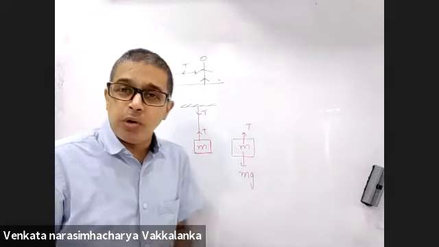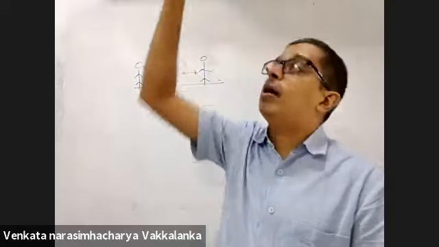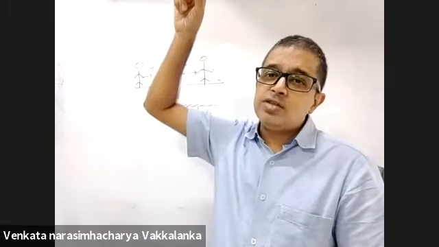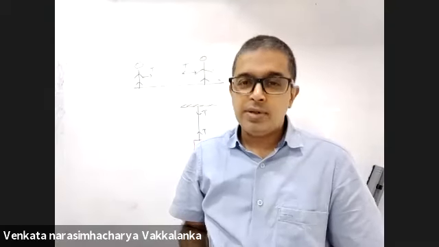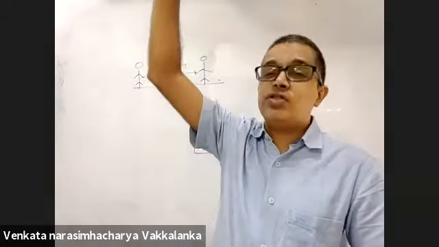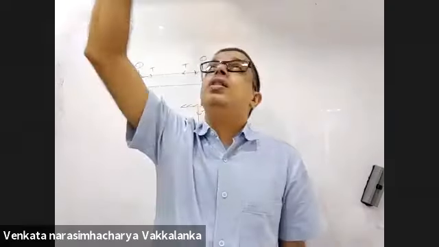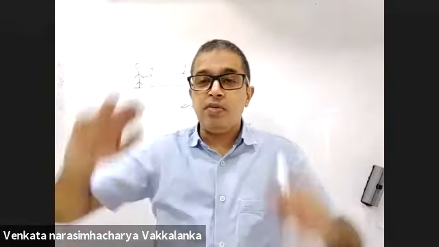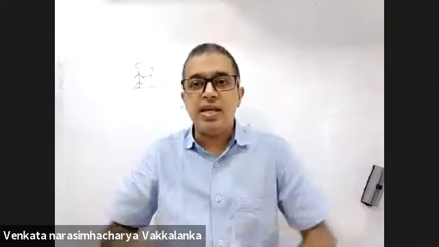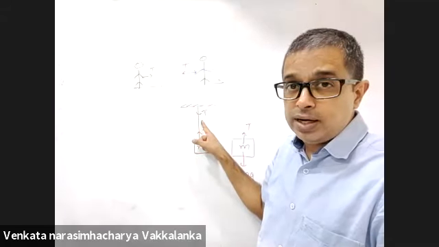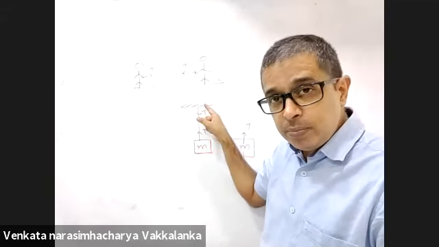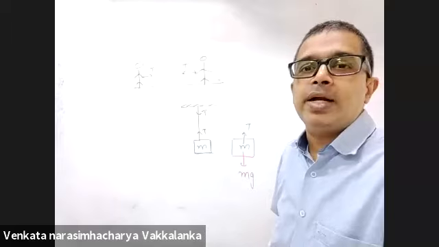String cannot push. If there is a string and I am pulling, do you think the string will push the ceiling in the upward direction? It will pull the ceiling in the downward direction. So on the ceiling, the tension is in the downward direction, away from a point with respect to the point.